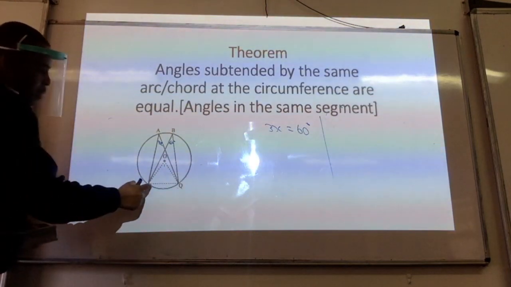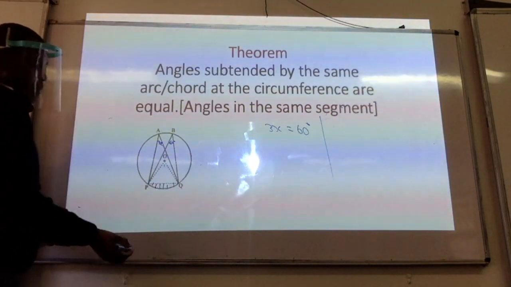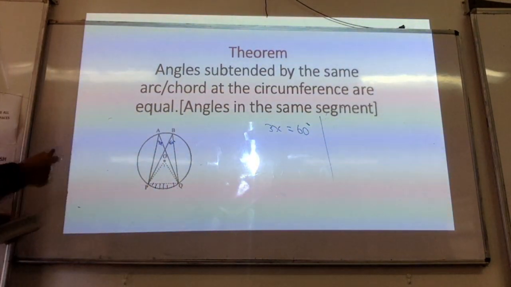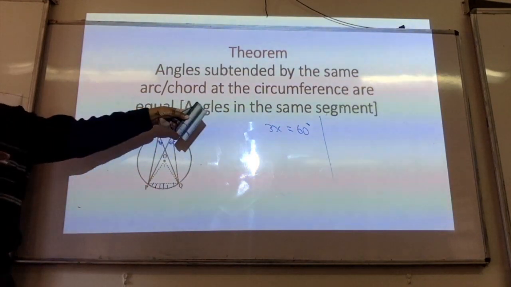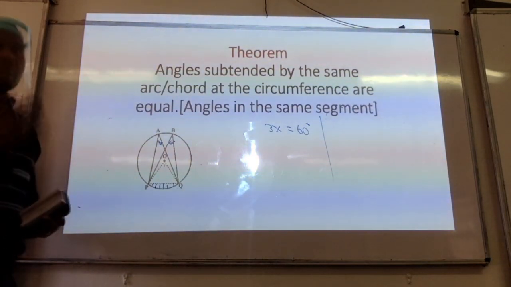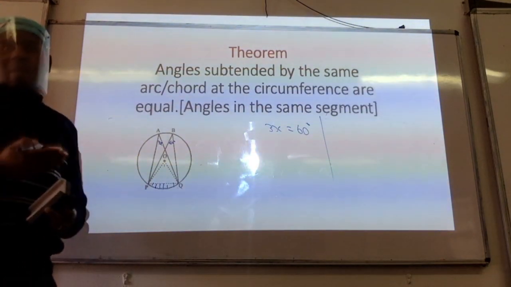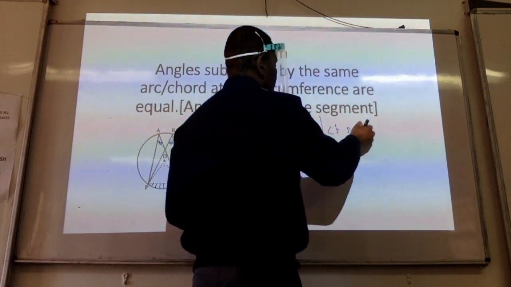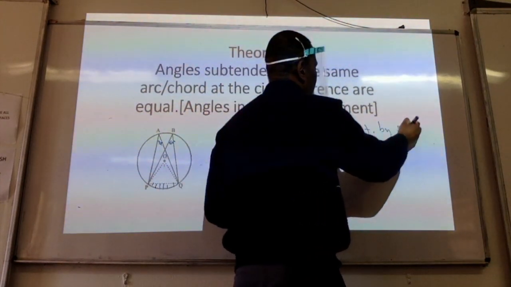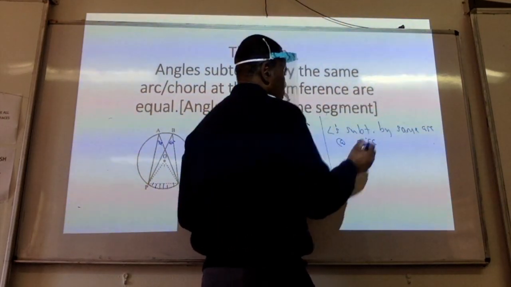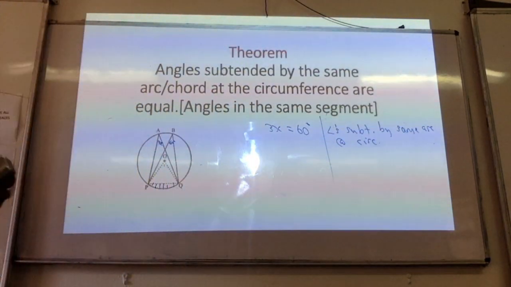The segment is, if you look at PQ, this here is a minor segment. Then the other one is the major segment. So we refer to these two as angles in the same segment. So you can give your reason like that. That is fine. How else can you give your reason? If you don't want to say angles in the same segment, you can actually say angles subtended by the same arc at the circumference. Otherwise, you can say angles in the same segment.